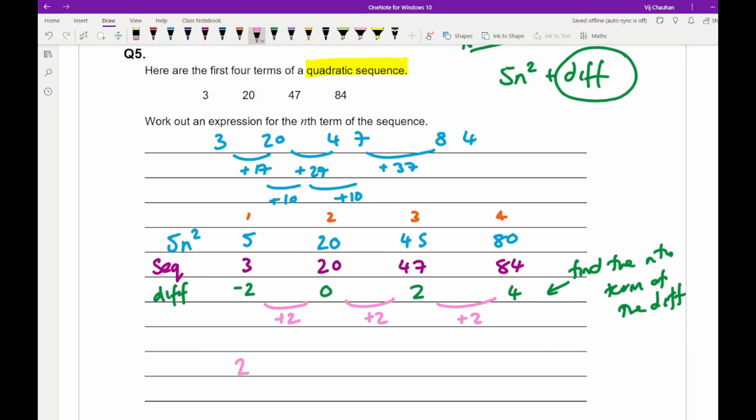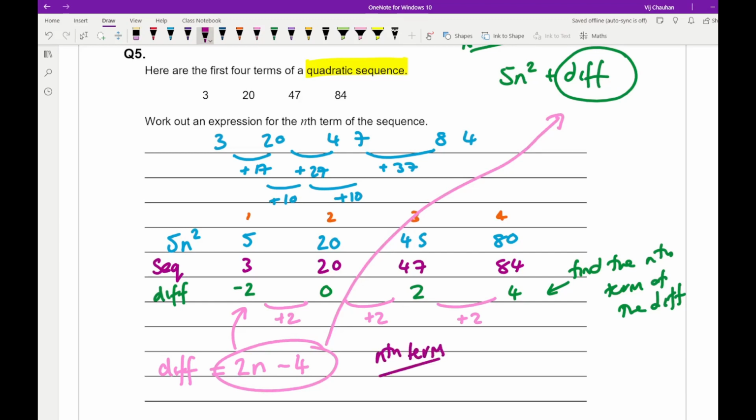So that means 2n is going to be in the formula. Now how do you get from 2 to minus 2? Well, I need to take away 4. So the difference therefore is equal to 2n minus 4. So if I now substitute that into this, I get my final nth term formula. So the nth term formula is going to be 5n squared plus the difference, which is 2n minus 4.